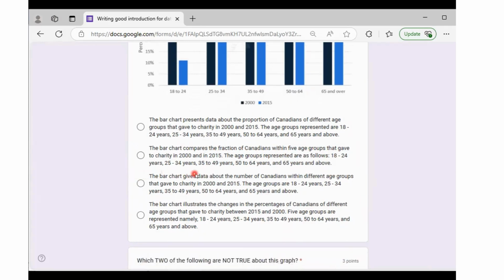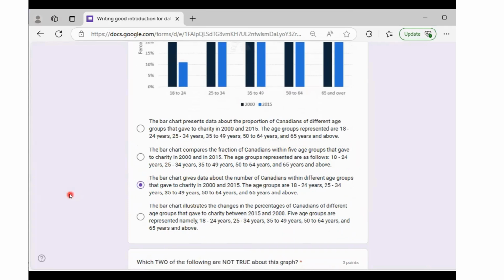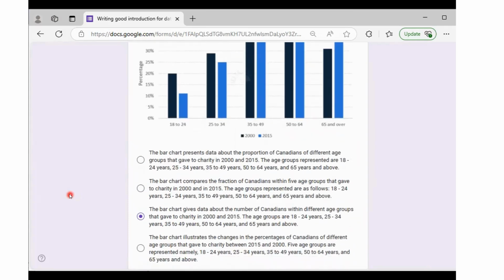Third one, the bar chart gives data about the number. No. It's not number, it's fraction. Number is not a good paraphrase for fraction. Okay, that's it. Don't replace the two. Don't use the two interchangeably.